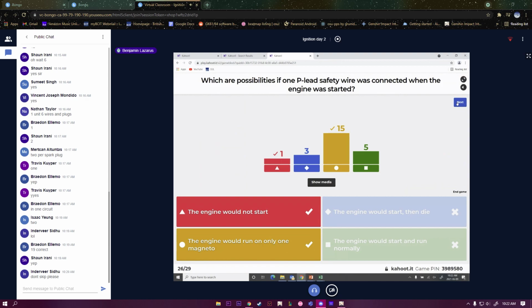Okay, so two possibilities. One, if you'd accidentally grounded out the left magneto, and the left magneto is the one that we use for starting, the engine won't start. If you grounded out the right magneto, the engine could start on the left magneto and then continue to run on the left magneto. Those are the only two options we've got.